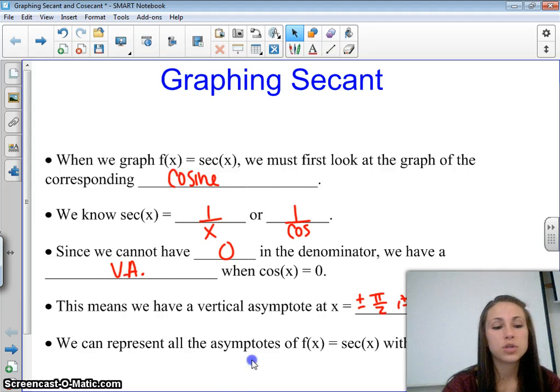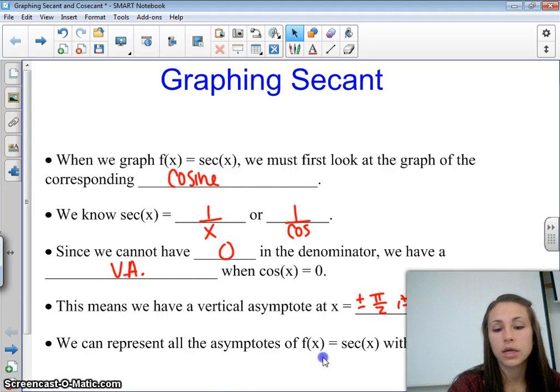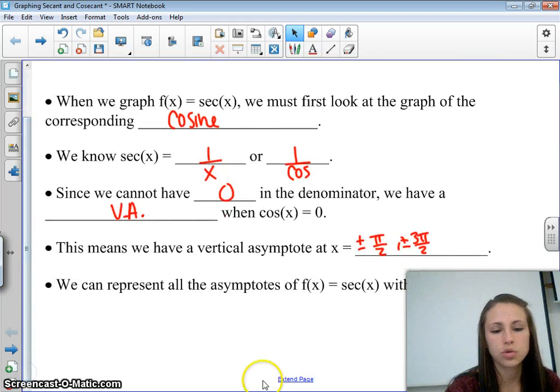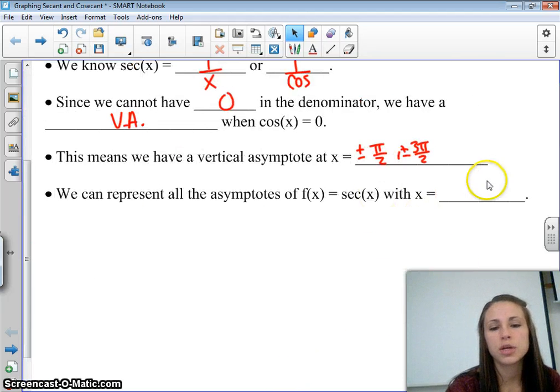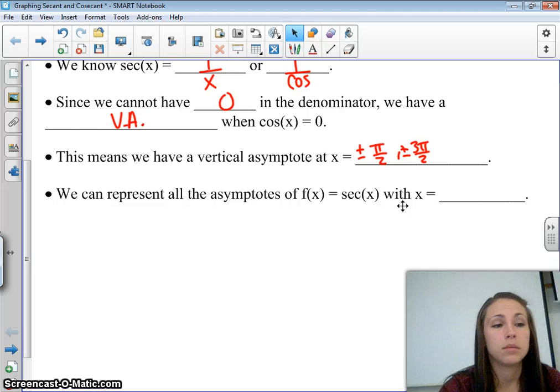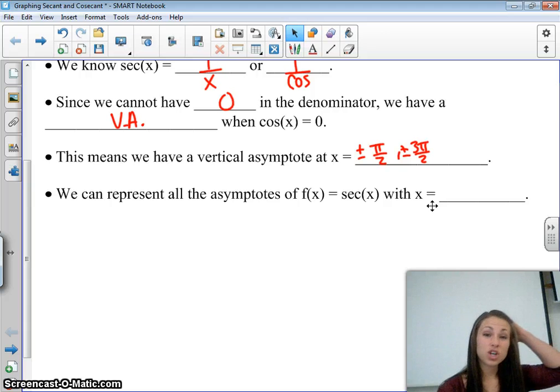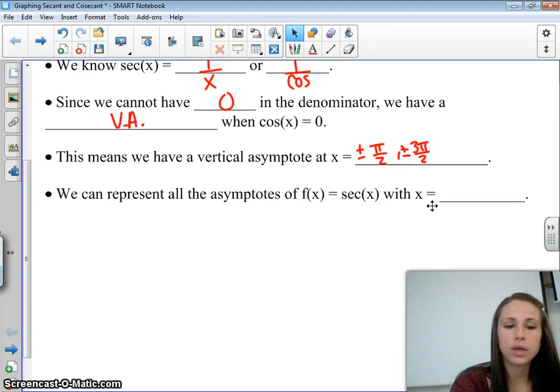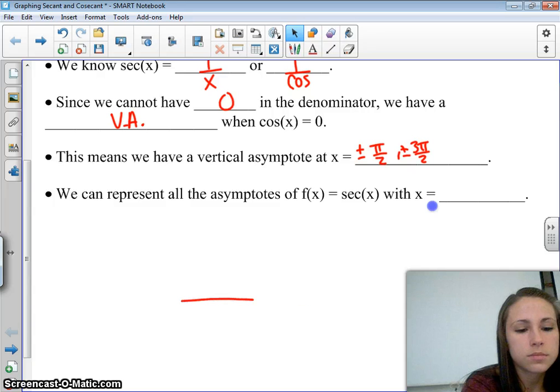So now we can represent all these asymptotes, and I'm going to go ahead and introduce you to this little notation right here, just because you're going to see this when you get to calculus, but if you don't get it now, it's really not that big of a deal. You can represent all the asymptotes of secant with a certain notation, and I'm going to show you that notation.